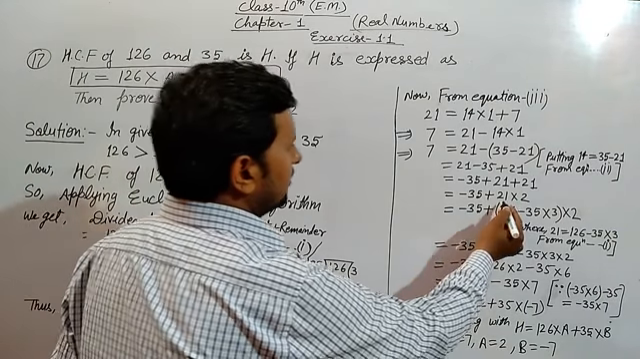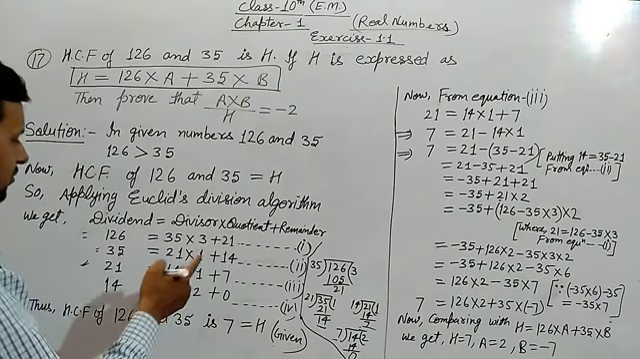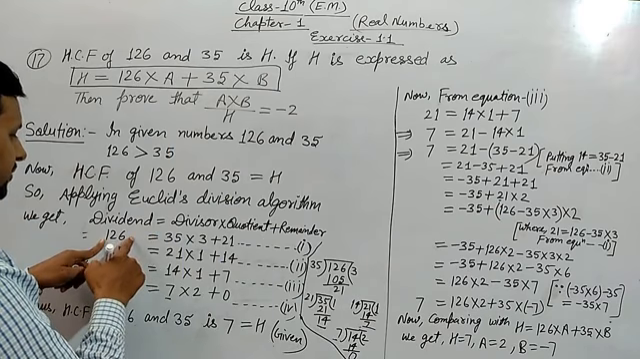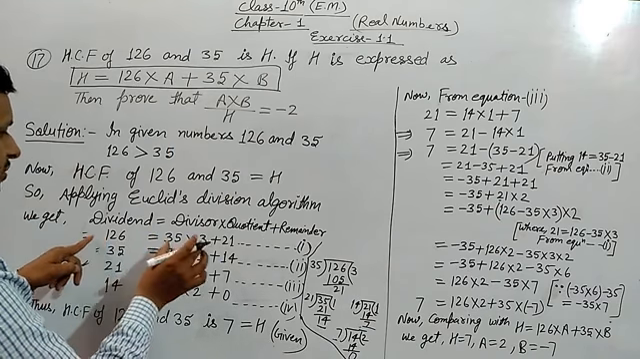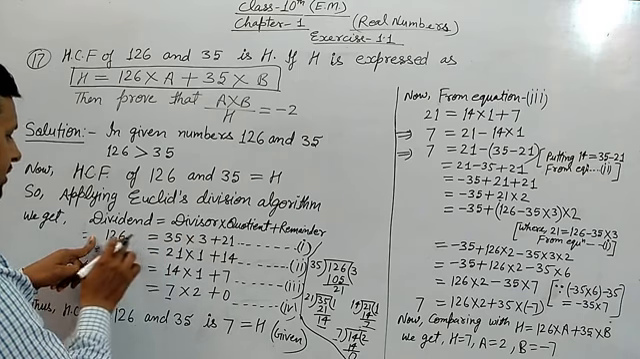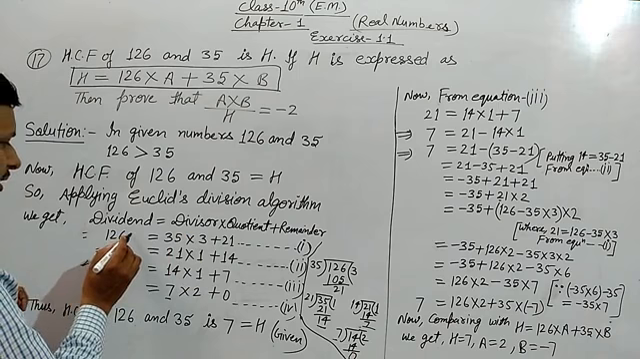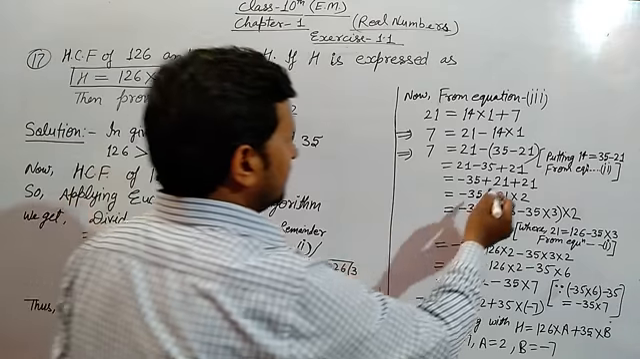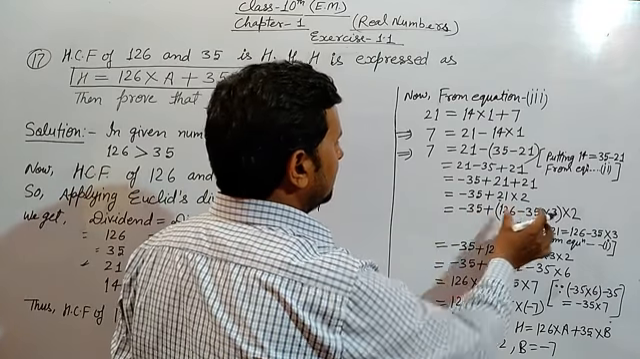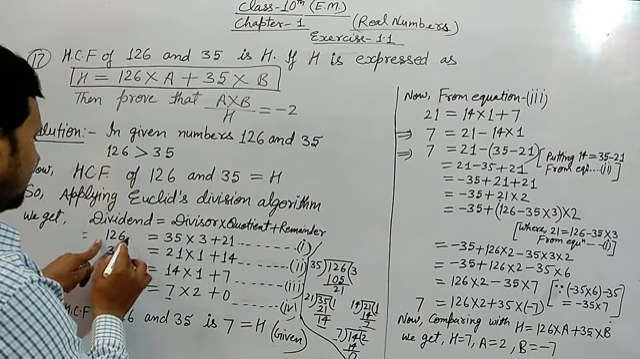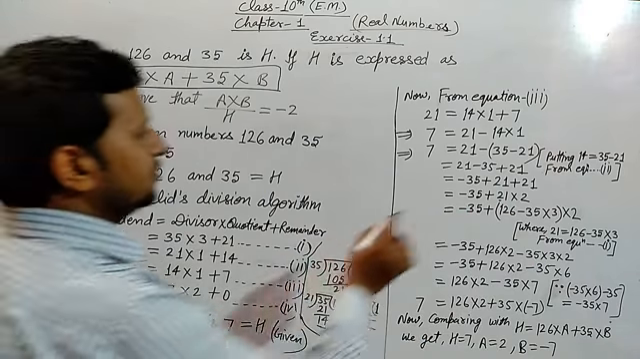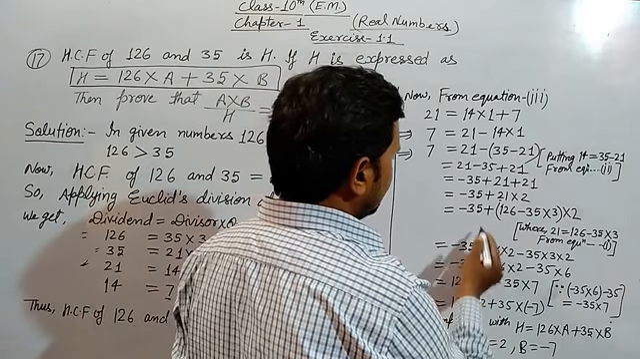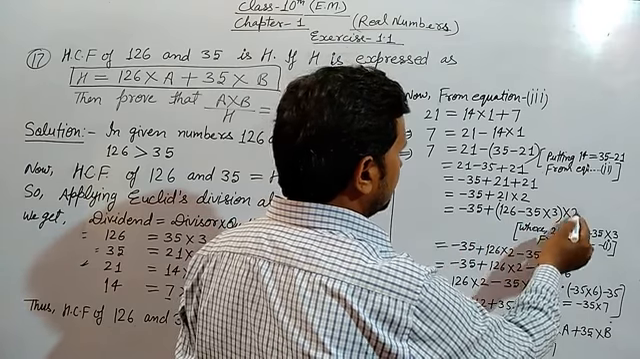Here we have the value of 21. In the place of 21 we can put the value 126 minus 35 into 3, because when we change the side it becomes 126 minus 35 into 3 equal to 21. So in the place of 21 we put 126 minus 35 into 3, the same value from equation 1. Now we solve: minus 35 is as it is, plus 126, and into 2 is here.